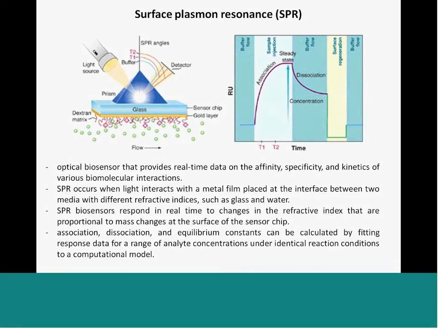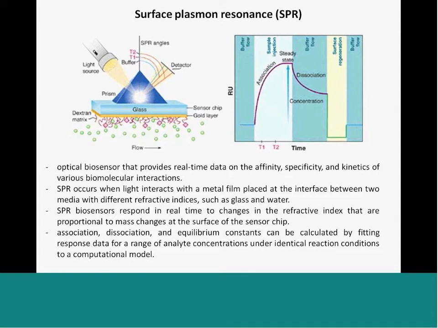SPR occurs when light interacts with a metal film placed at the interface between two media with different refractive indices, such as glass and water. SPR biosensors respond in real time to changes in the refractive index at the interface resulting from the binding and subsequent separation of two molecules, one of which is bound to the sensor surface.